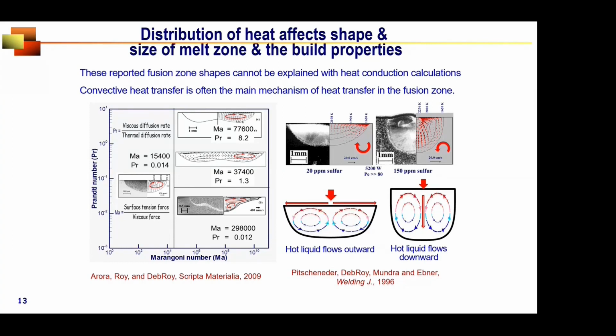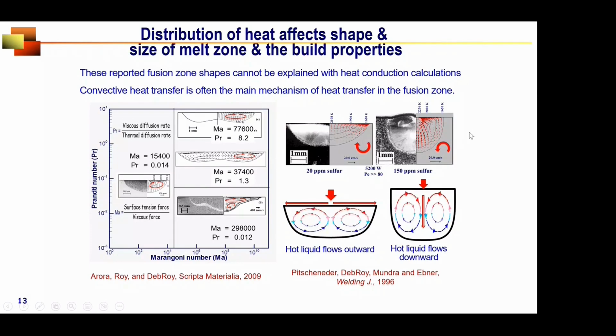So we have a deep pool and a narrow pool, whereas if we have very little sulfur, like 20 parts per million, we have liquid metal that flows from the middle to the periphery on the surface, and it melts the sides. So we have a wide pool and a shallow pool. In order to appreciate this difference, we cannot just do heat conduction calculations and explain away these types of differences.